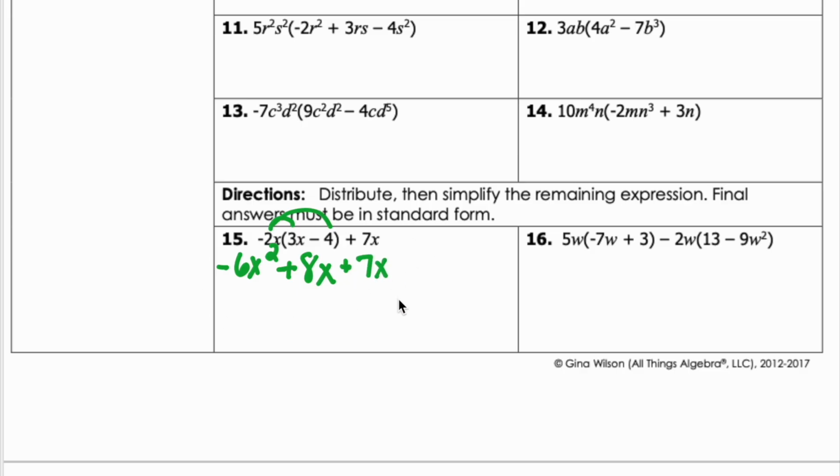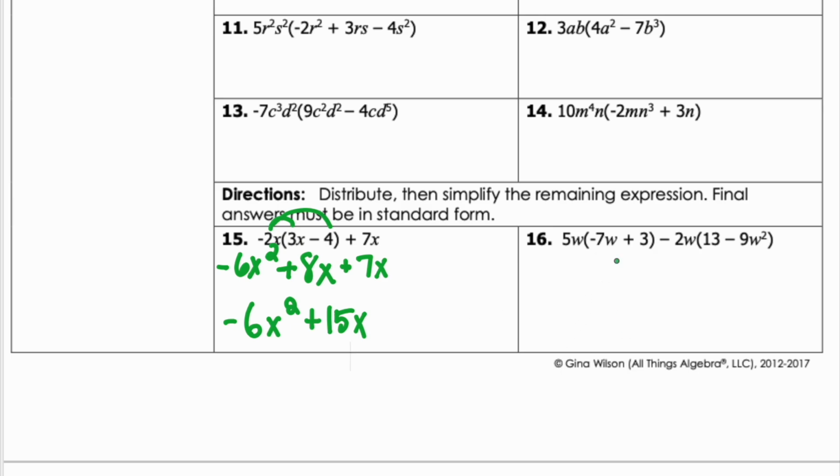Then we're going to combine our like terms. So now I'm going to bring down my negative 6x squared. And 8 plus 7 is 13. I'm sorry, 15. And bring down that x. Since I'm not multiplying the 8x and the 7x, this is just going to stay x, right? We're not going to add the exponents of these x's.